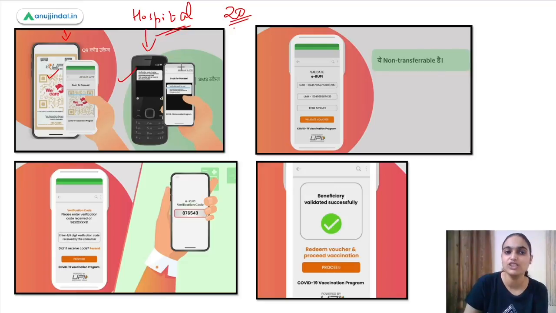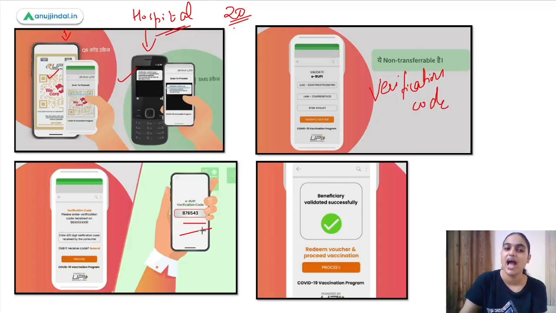So when you show them this message, they will send you a verification code. Once they scan it, you will get a verification code back on your mobile number. So when you get the verification code, you need to provide that verification code to them. You will give them that verification code, and once it gets approved, it gets validated, then you can easily get it redeemed.